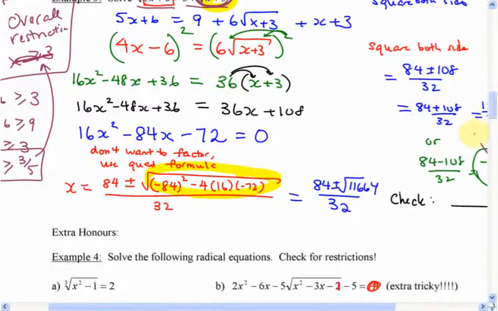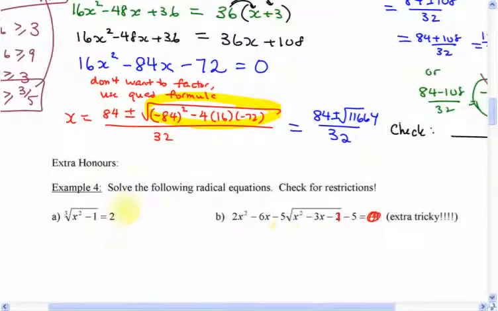All right. Some honors stuff now, just for you. 4A and B. B is fun, by the way. All right.